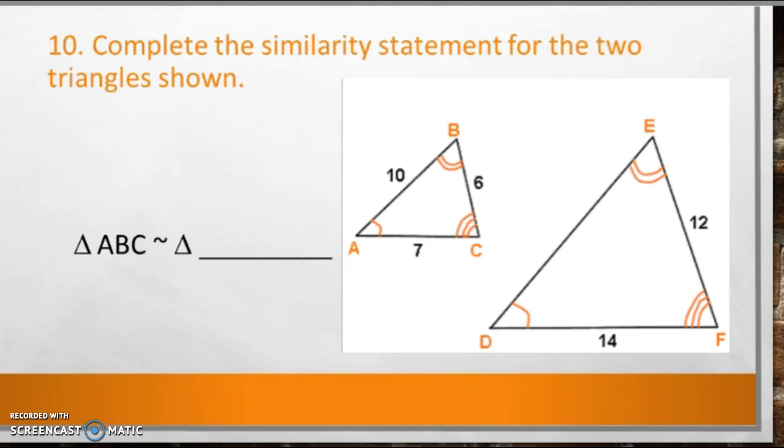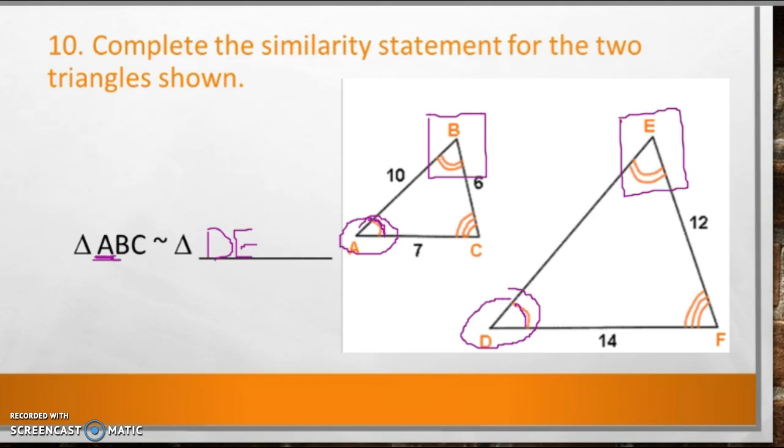All right. And then we want to complete the similarity statement. All that means is that you have to get it in the right order. You got to put the corresponding things with the corresponding things. So in the chat box, which one goes with letter A? Yeah, letter D. You have one angle marking here and one angle marking there, so those have to go together. What corresponds to B? E, yep, 2 and 2. And then, of course, C goes with F.